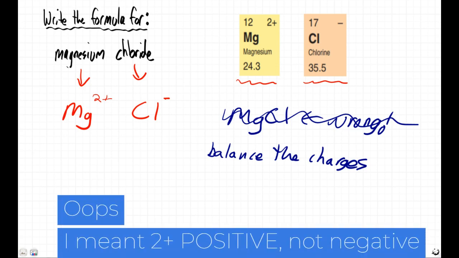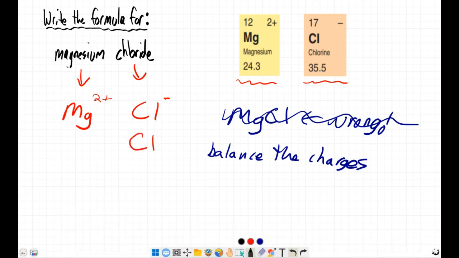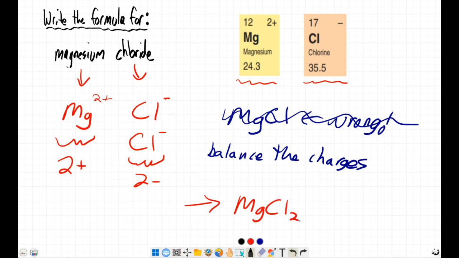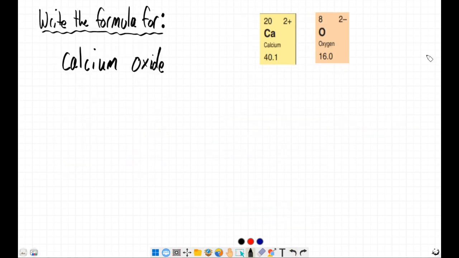So what I'm going to do is create another Cl, chlorine, with its negative charge there. So magnesium now has 2 positive charges and chlorine has 2 negative charges. The charges are now balanced, and this is how much of each ion we're going to need for our final answer. The final answer of this will be MgCl2. We needed 1 magnesium and 2 chlorines. Final answer. Let's try another question.